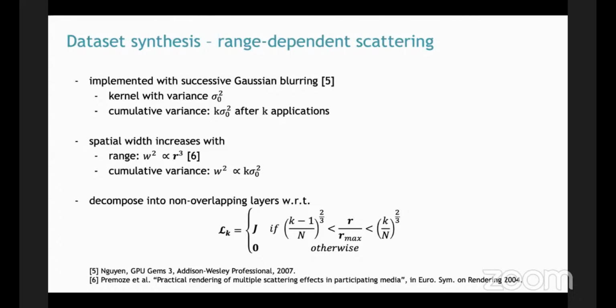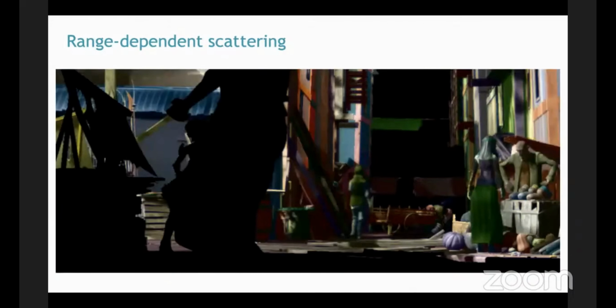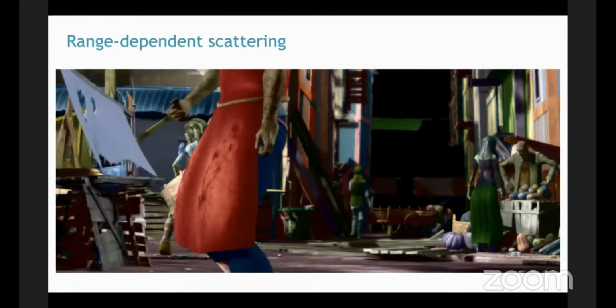It might be slightly abstract to think what is happening with this equation, so let's see an example. We start with this clean path image, and starting from the layer that is furthest from the camera, we blur each layer successively. Therefore, if you look at this image, the objects that are furthest from the camera are more blurred than those that are close to the camera.